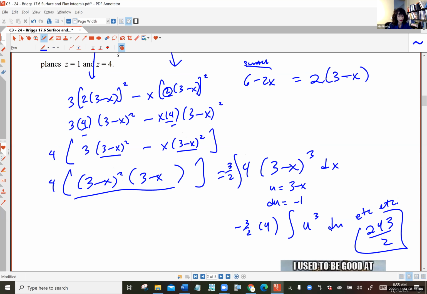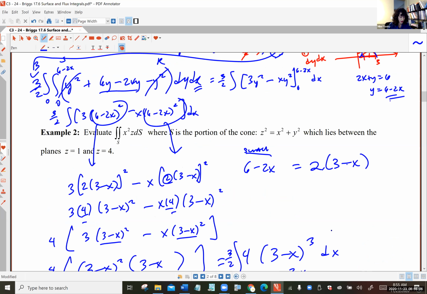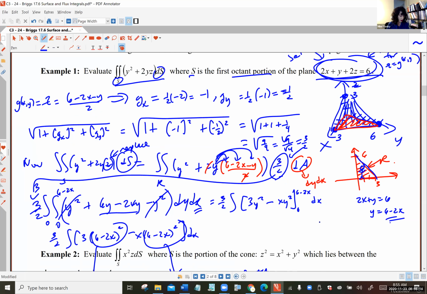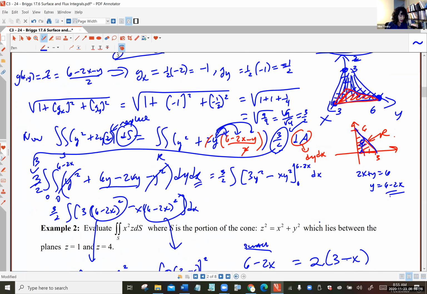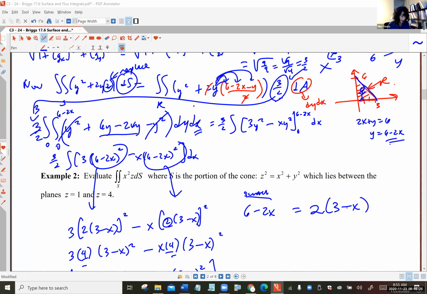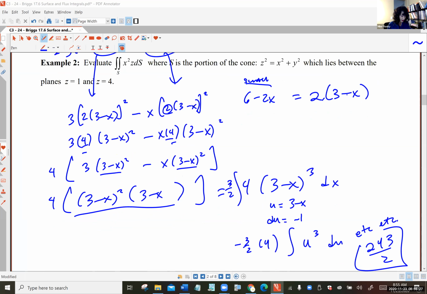Algebra. But sometimes being a good calculus student is also being someone who has good algebra skills. Okay. Any questions on that problem? Just scroll down so I can see that scratch work again. Yeah, sure. Thank you. It's just some fun algebra.